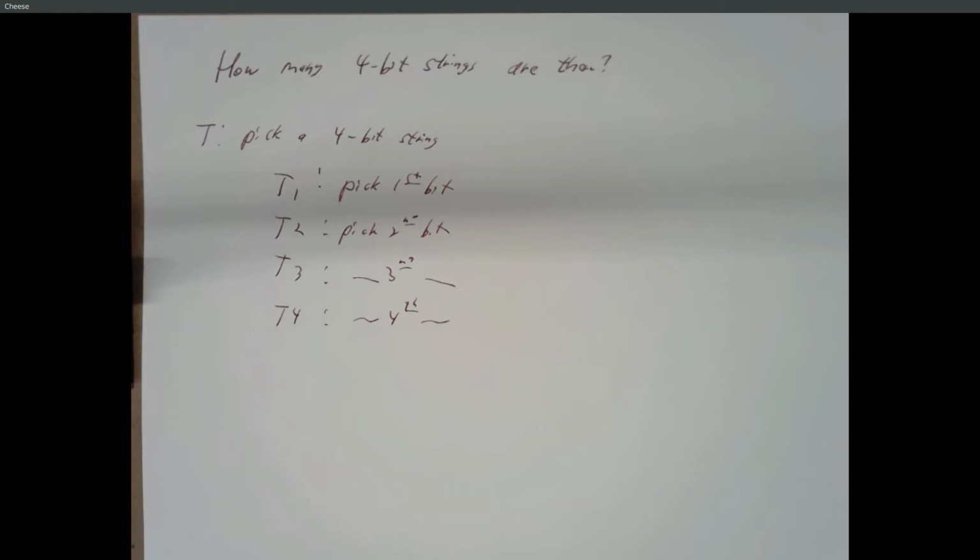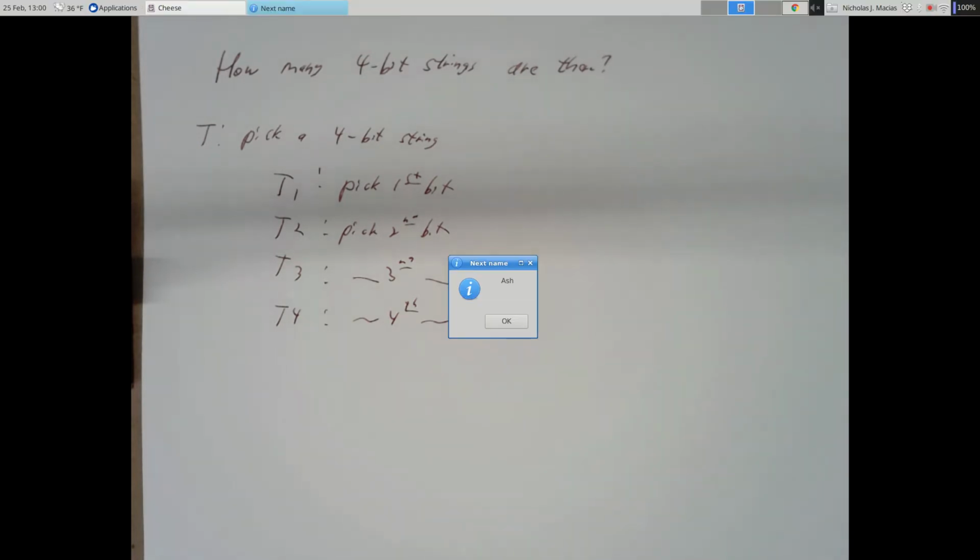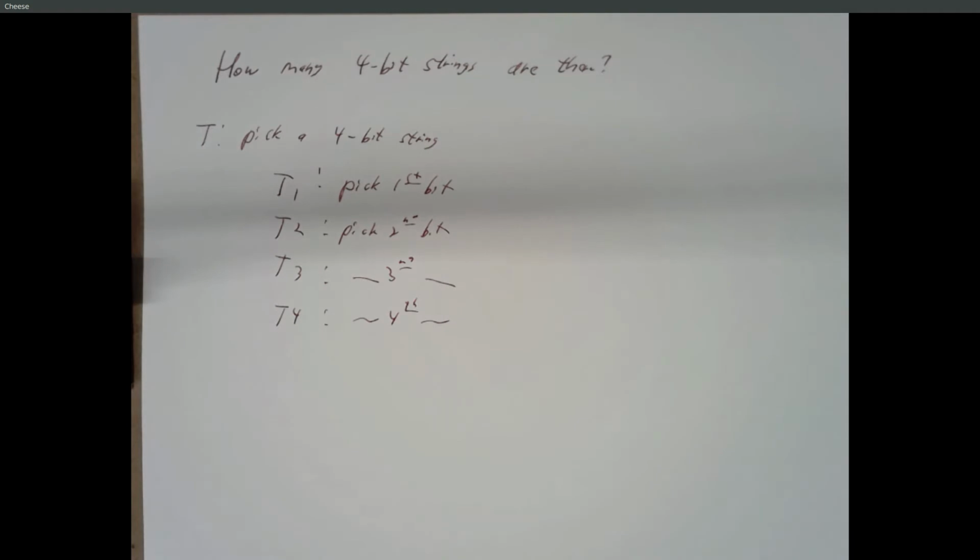Oh, Rachel misses the toughest question of the whole quarter. Ash, how many bits are there? In a 4-bit string? No, in just a single bit. How many possible bits are there? In a single bit? Yeah, how many values? 2. 2, right? So if we want to pick a bit, we can pick a 0 or we can pick a 1. That's the only choices we have.